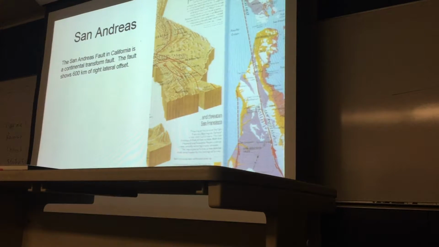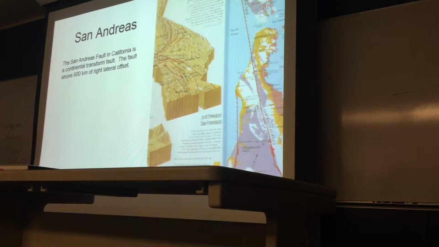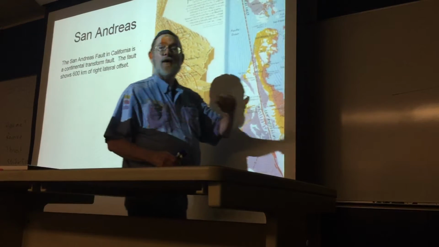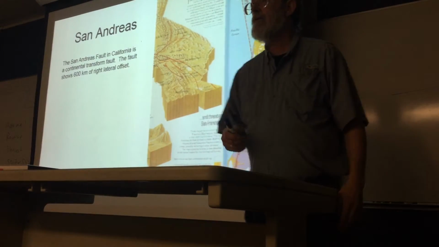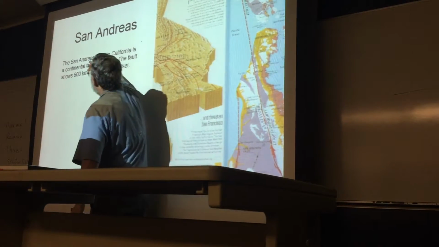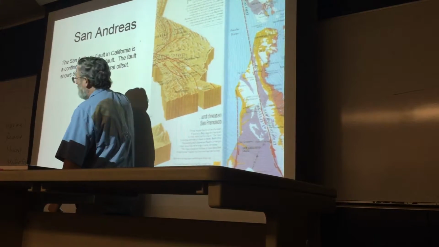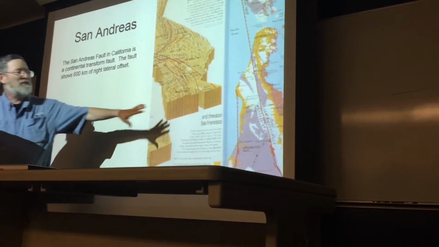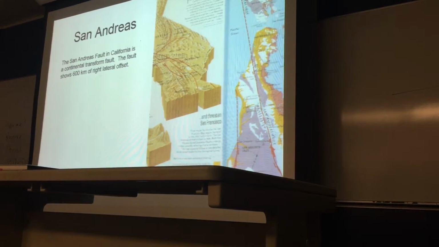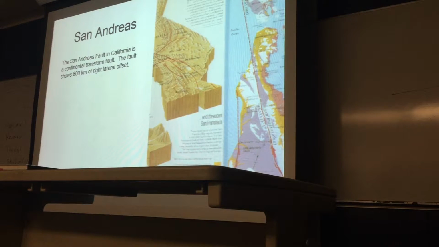We can have faults like this. San Andreas, would that be right lateral or left lateral? This is a right lateral system where the total offset on that system is on the order of about 600 kilometers. This is one of the major strike-slip fault systems in the world.